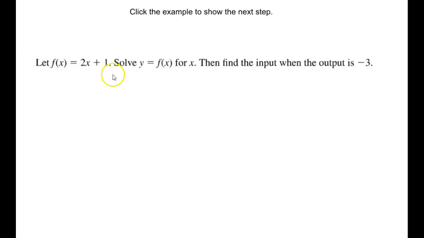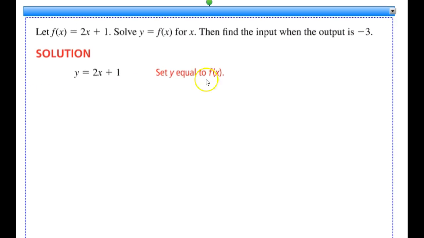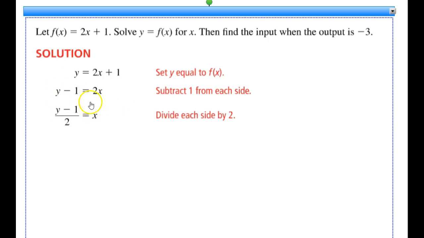So now let's look at an actual kind of function. Here we're going to solve y equals f of x for x, then find the input when the output is -3. So first thing I want to do is I want to set my f of x equal to y. So now I have y equals 2x plus 1, and now I know I can solve for that x value. So I subtract 1 from both sides, and then I'm going to divide each side by 2. So now I have x equals (y minus 1) divided by 2.